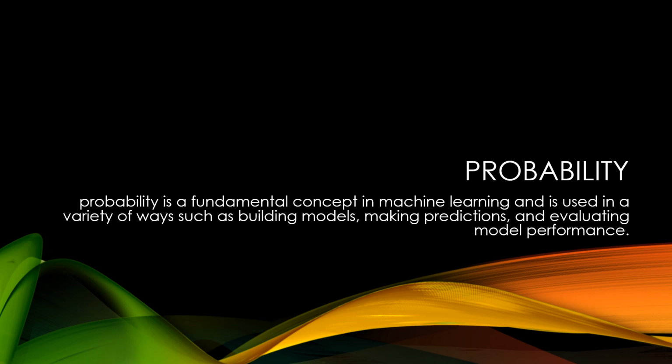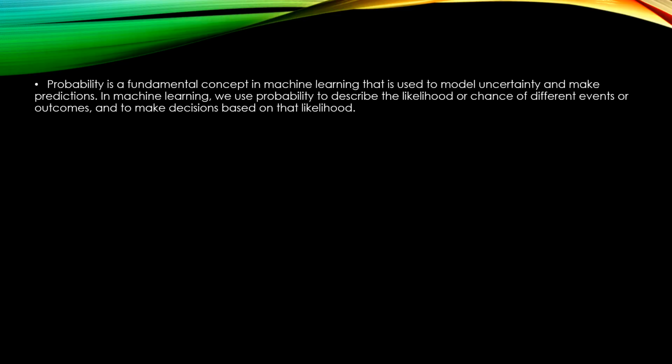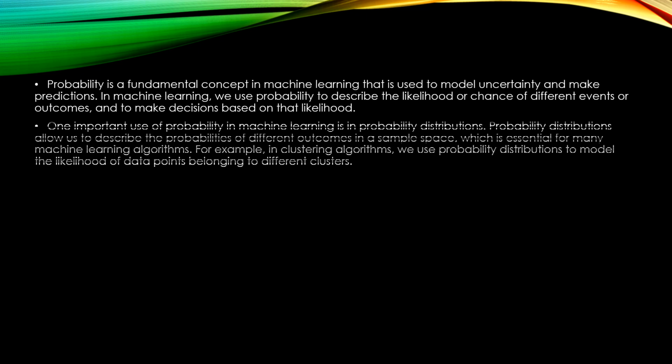So let's take a look at probability. Probability is a fundamental concept in machine learning and is used in a variety of ways, such as building models, making predictions, and evaluating your model's performance. Let's take a look and see. Probability is a fundamental concept in machine learning that is used to model uncertainty and make predictions. In machine learning, we use probability to describe the likelihood or chance of different events or outcomes and to make decisions based on that likelihood or probability.